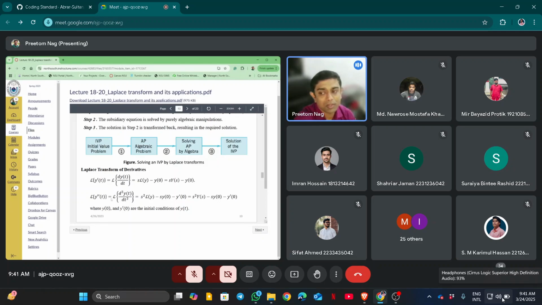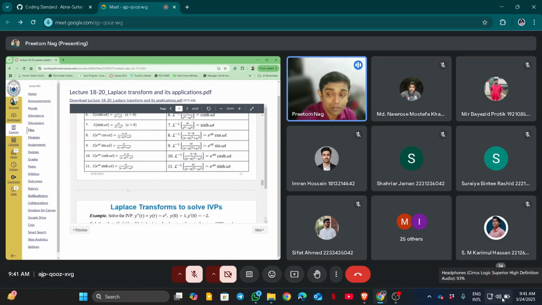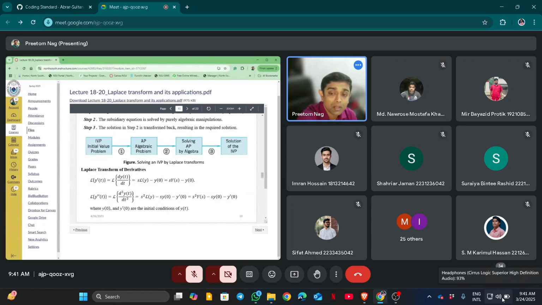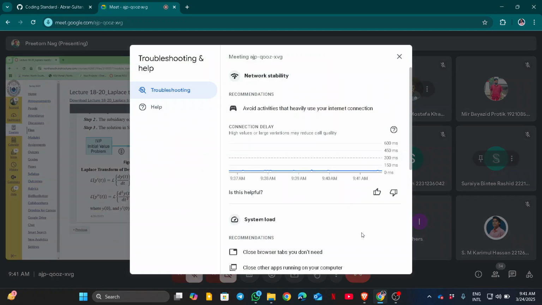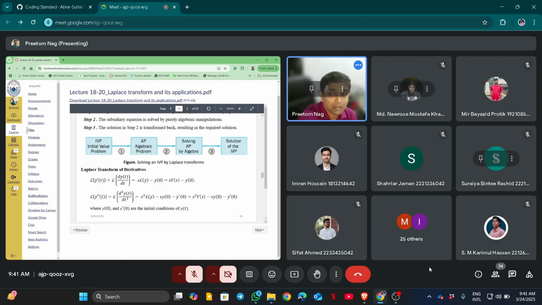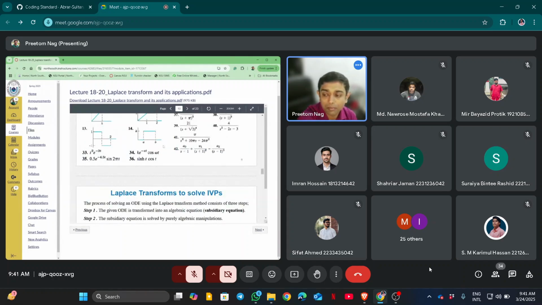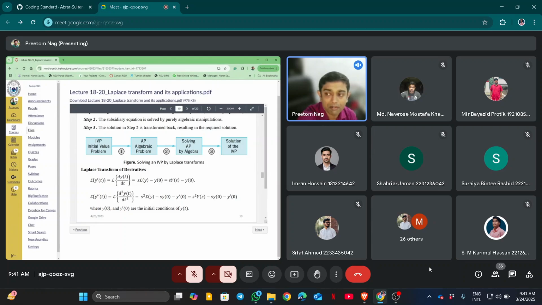So by applying the Laplace transformation, we will be able to solve a differential equation, an initial value problem, and there are some steps for doing so. First, if there is an initial value problem, we apply the Laplace transformation. We get an algebraic form, solve the problem by algebra, and then the solution of the initial value problem can be obtained using the inverse Laplace transformation. Okay, so these steps are written here.